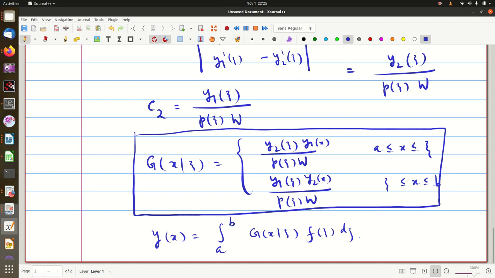Then you can easily show, by differentiating y with respect to x and then calculating once again d squared y by dx squared, and substituting, that this is exactly the solution which satisfies the Sturm-Liouville equation. So that's all for this lecture. Thank you.